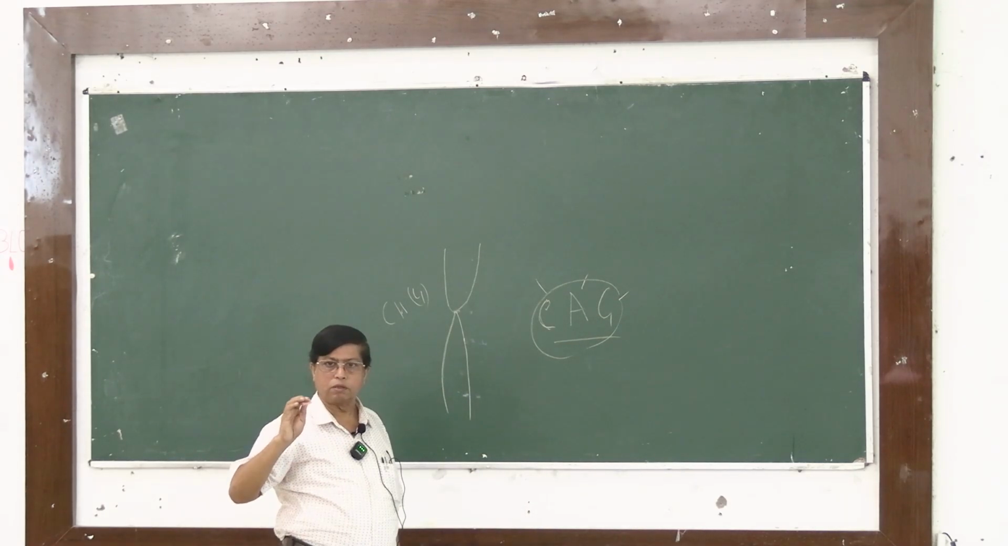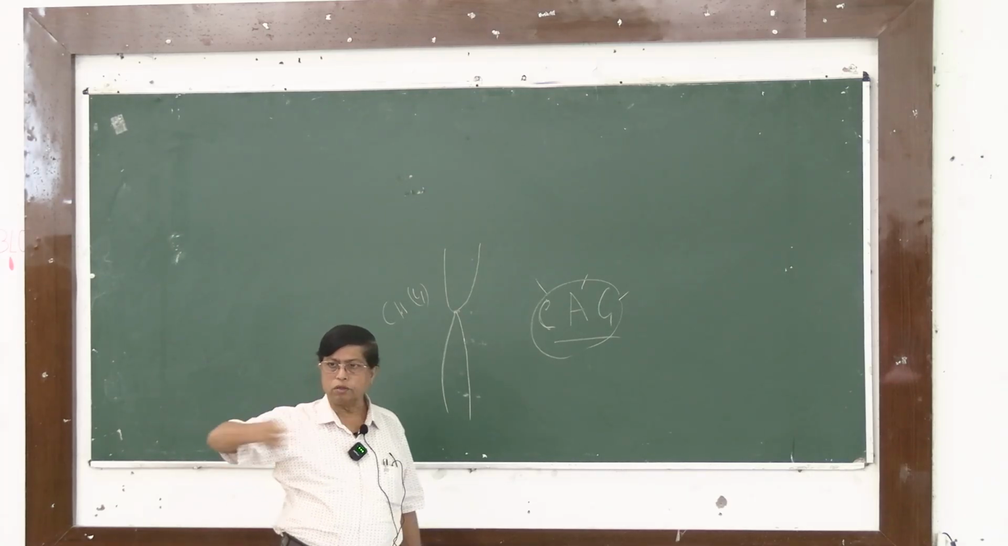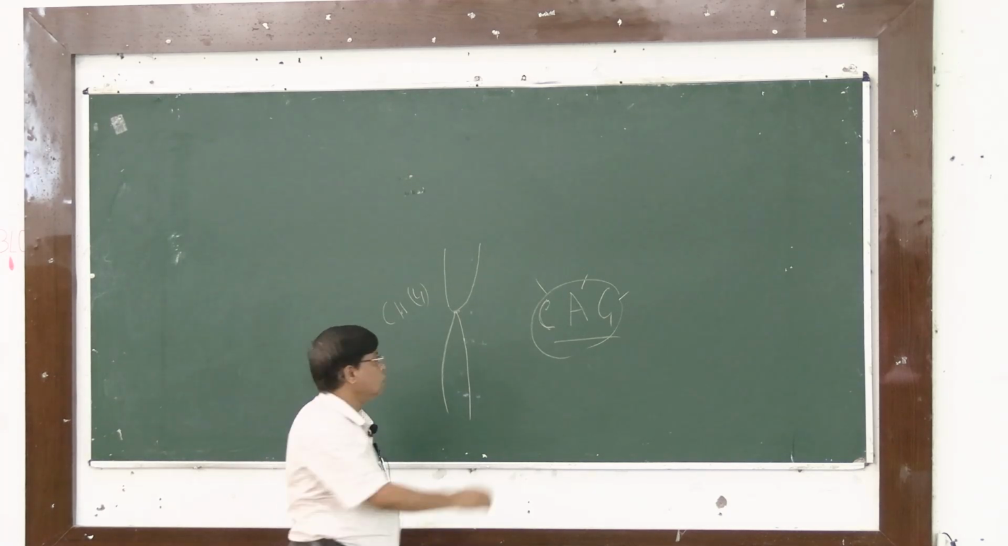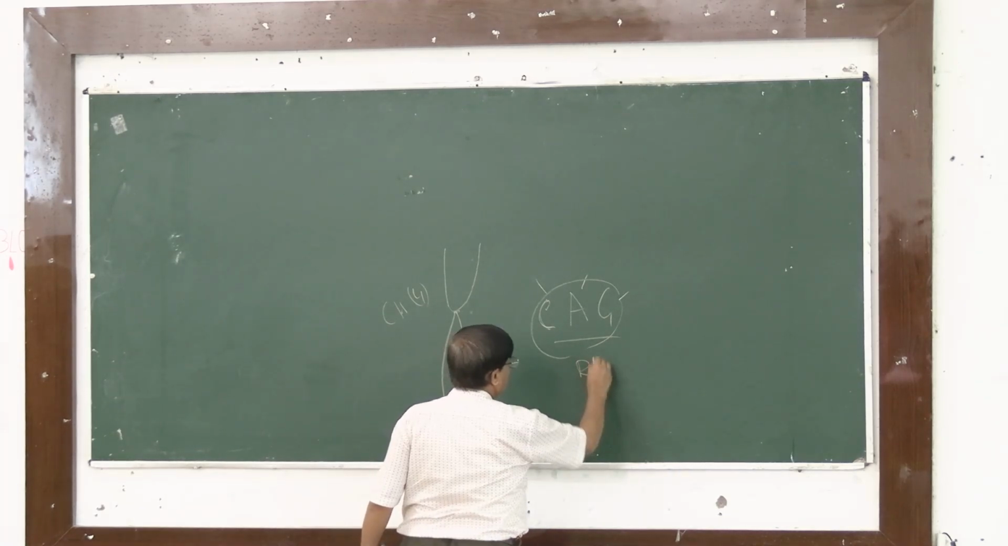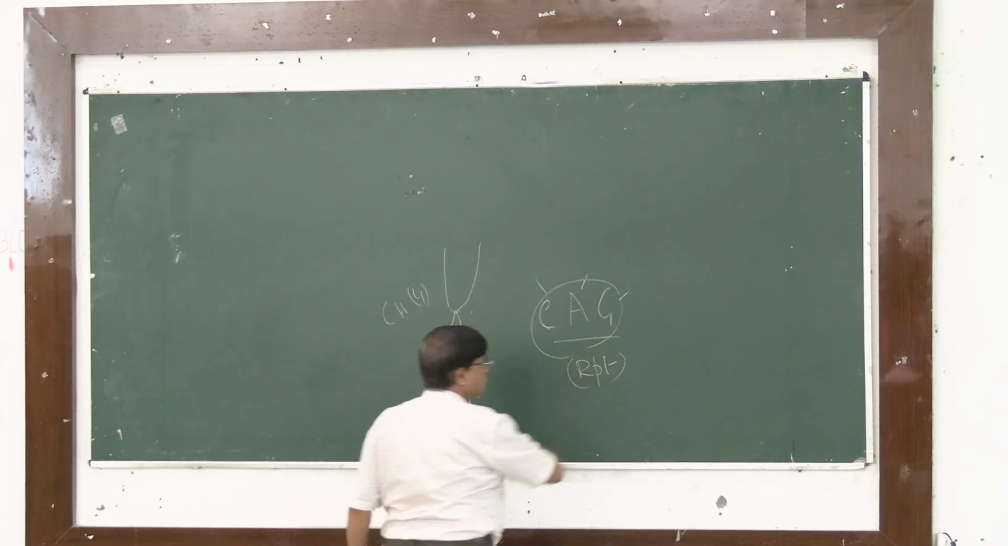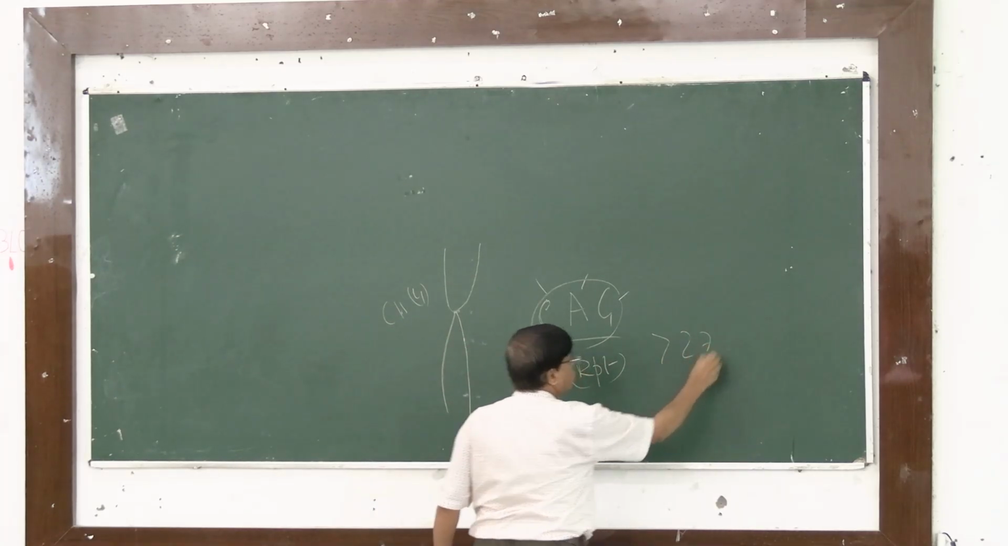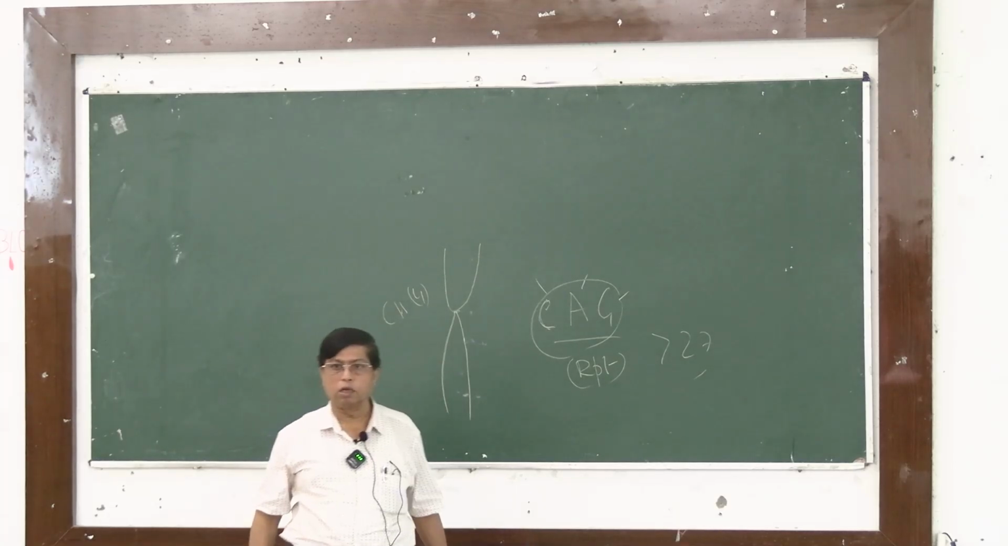Everybody has the CAG gene in his chromosome number 4. But this CAG gene will repeat. A chromosome is a long chain of nucleic acid, so the CAG will repeat in chromosome number 4. If this repetition is more than 27, then the symptoms of Huntington's chorea will come.